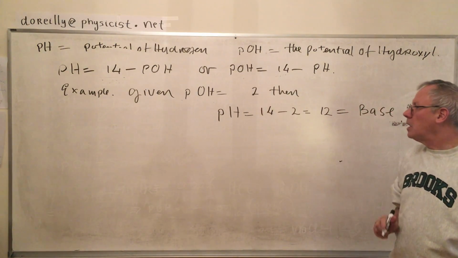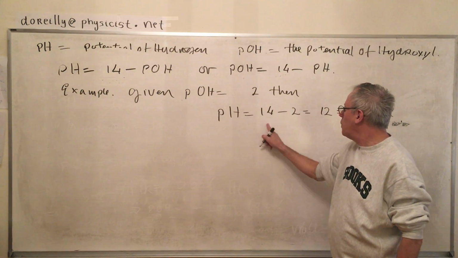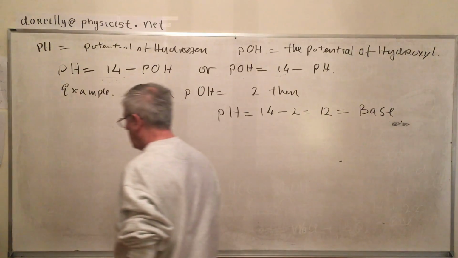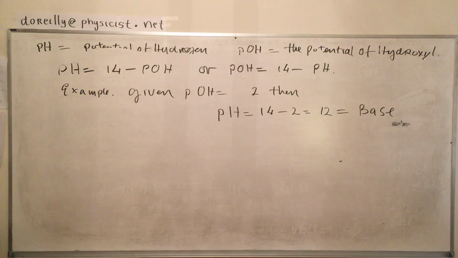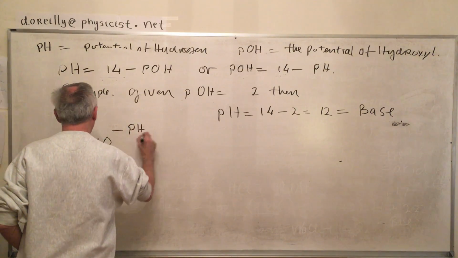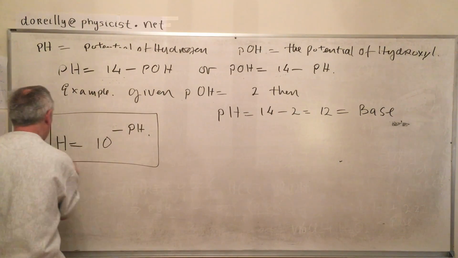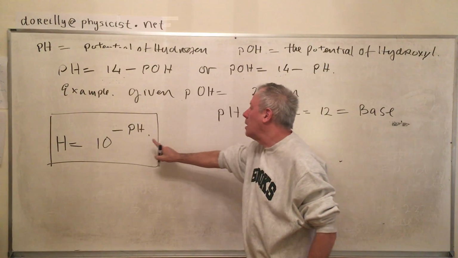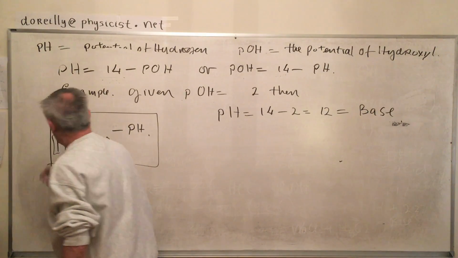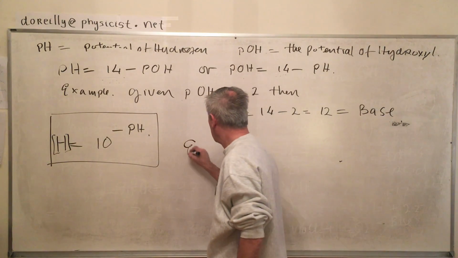If we're given pOH is 2, then pH is 14 minus 2, which is 12, which is a base. Let's do one differently. Think of a different example. Now, when I talk about logs, I'll talk about this later on. But if we're given the pH, we can find the H, in other words, the concentration.